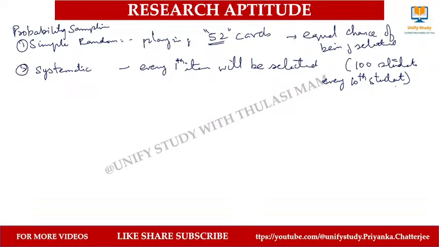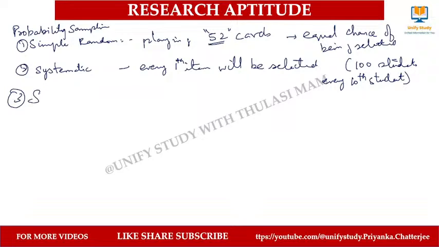So my class of 100 is the whole target population. In that I have to get a small sample. How will the sample be done? I will be selecting every 10th person, and those selected together will create the sample. Clear? That is systematic sampling. Every 10th item.